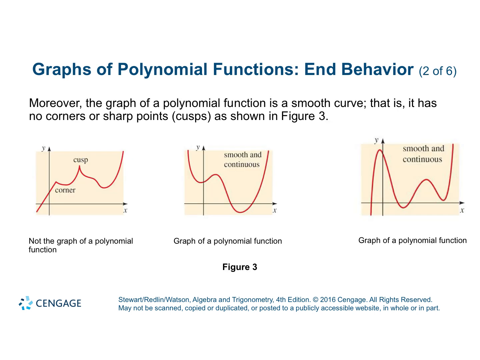Now, moreover, the graph of a polynomial function is a smooth curve, that is, it has no corners, no sharp points, cusps, as shown in figure 3. So this has a cusp, a point, a corner, so that is not the graph of a polynomial function. Now, figures 2 and 3 of this example are polynomial functions because they are smooth and continuous all throughout.